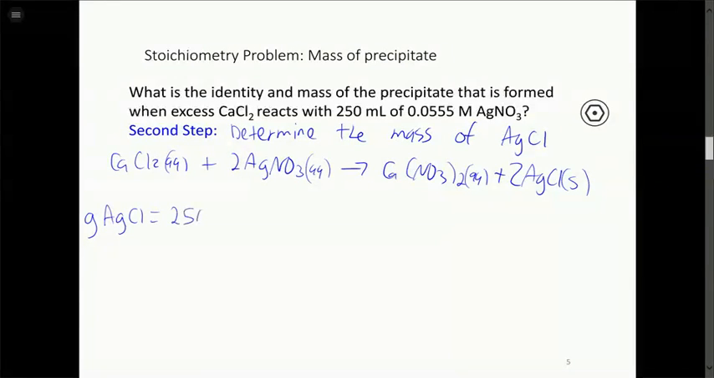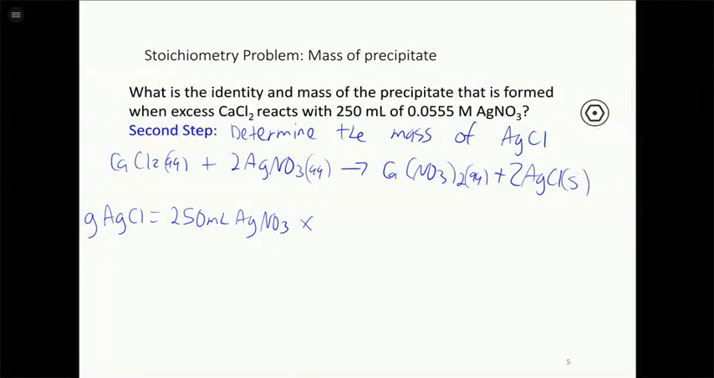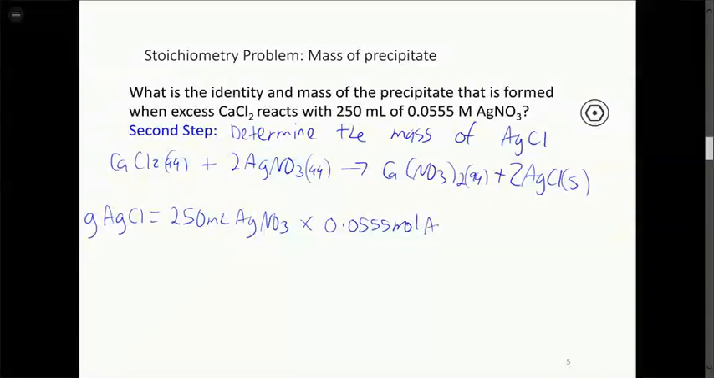We're starting with 250 milliliters of silver nitrate solution. And then, as I've introduced, we can use the molarity to figure out how many moles of silver nitrate there are. The molarity of silver nitrate is 0.0555 molar, so we have 0.0555 moles of silver nitrate per 1,000 milliliters. Again, that's the shortcut I'm going to use instead of having to convert everything into liters all the time. So we now have moles of silver nitrate.